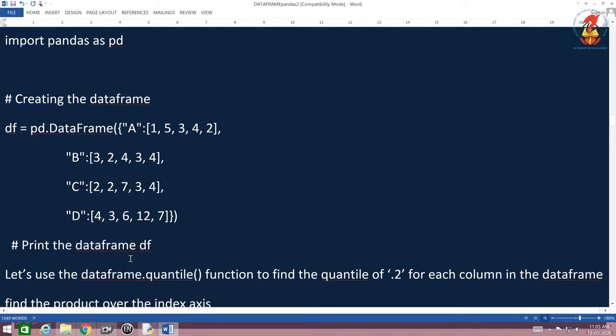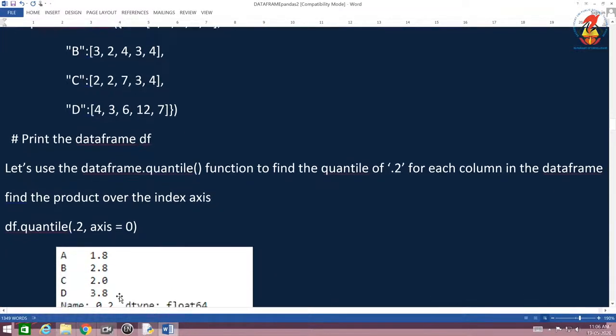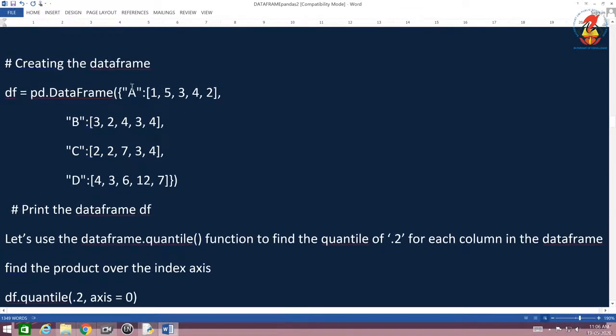This function, if you try to use it with a quantile of 0.2 for each column in the data frame, finds the values over the index axis. So if I write df.quantile(0.2, axis=0), you should know axis equal to 0 stands for the index axis, isn't it? So the answer will be, for A it is 1.8, for B it will be 2.8, C it will be 2.0 and D will be 3.8. That means you are calculating the quantile with the help of 0.2.